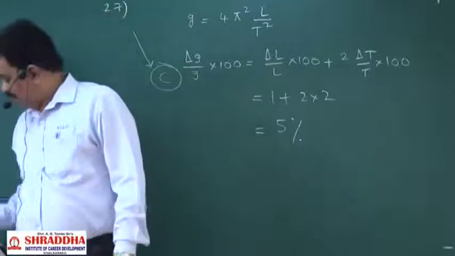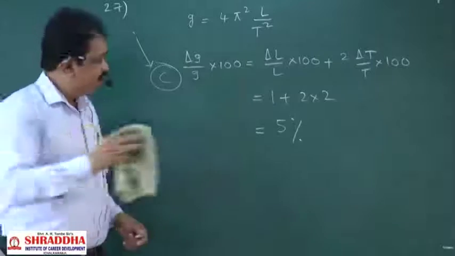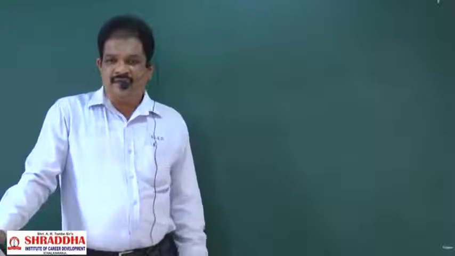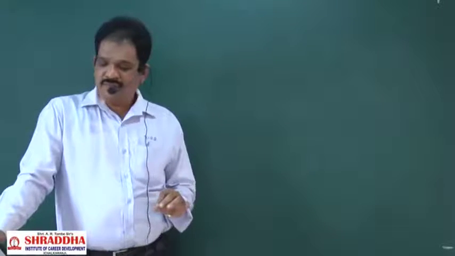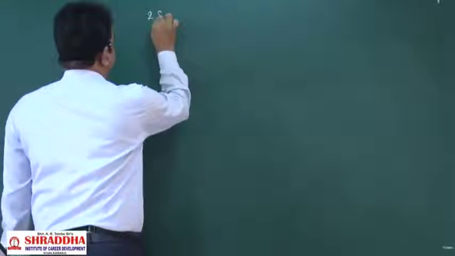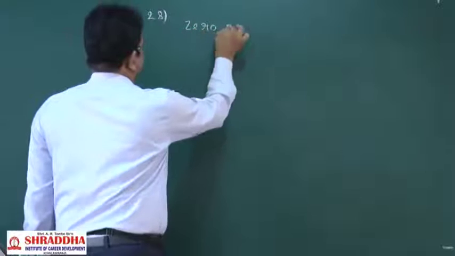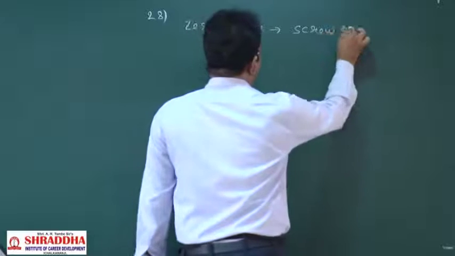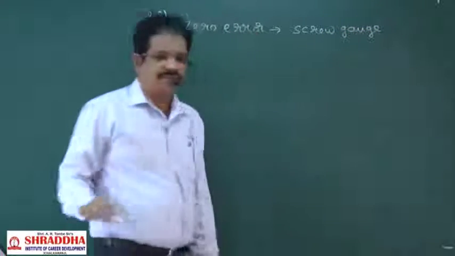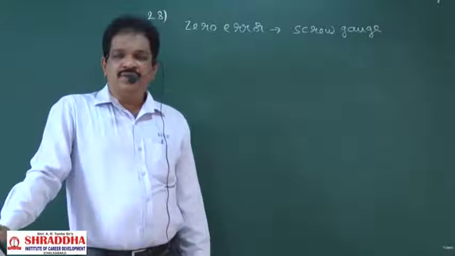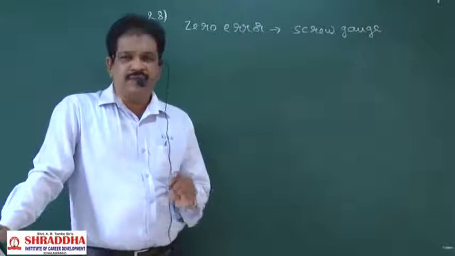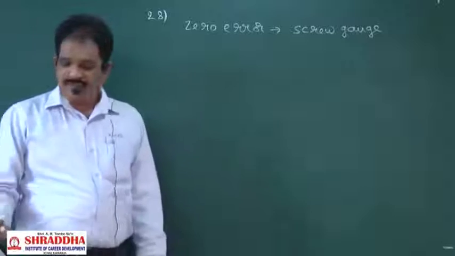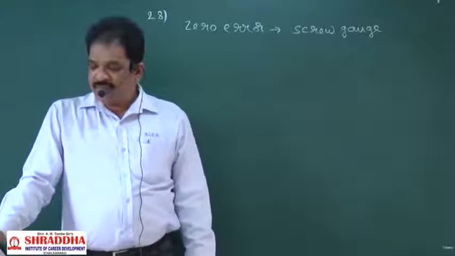Next, 28. What they are asking: zero error. Zero error is included in the category of instrumental errors. Okay? Zero error is related to the screw gauge. So that is instrumental error. Next, question number 29.